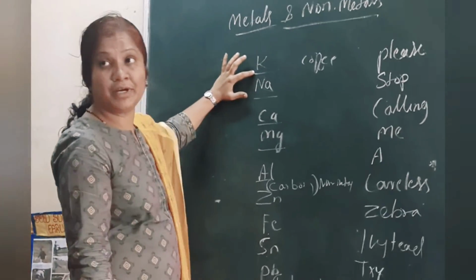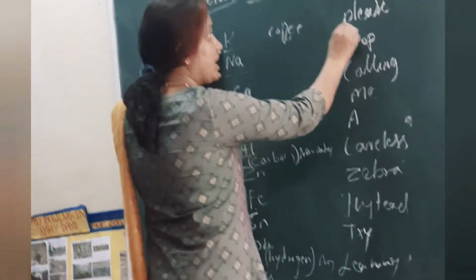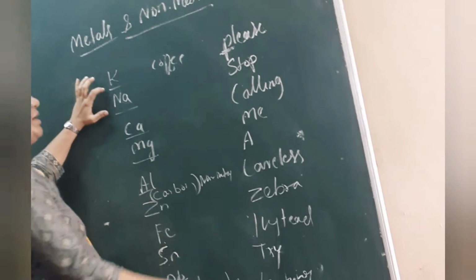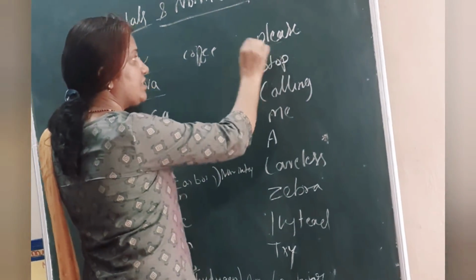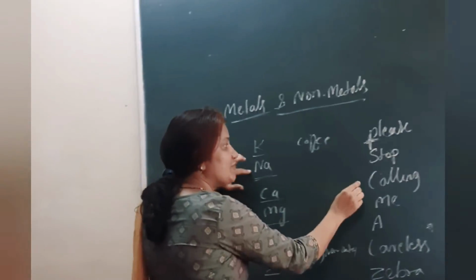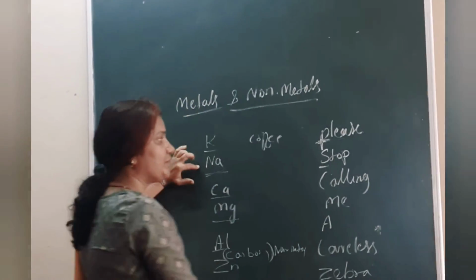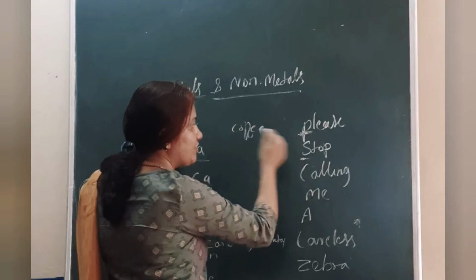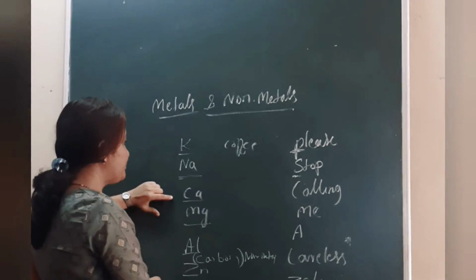K means potassium. Potassium starts from P, right? Yes, ma'am. P means Please. Sodium starts from S, right? Sodium starts from S. So you can use the mnemonic word stop.